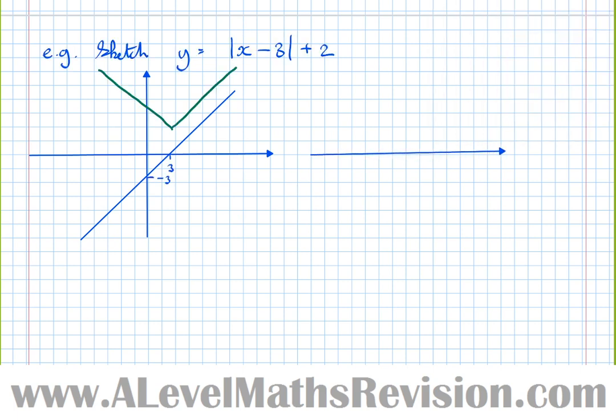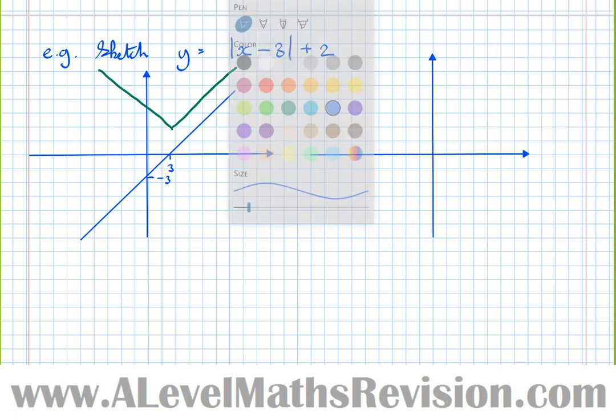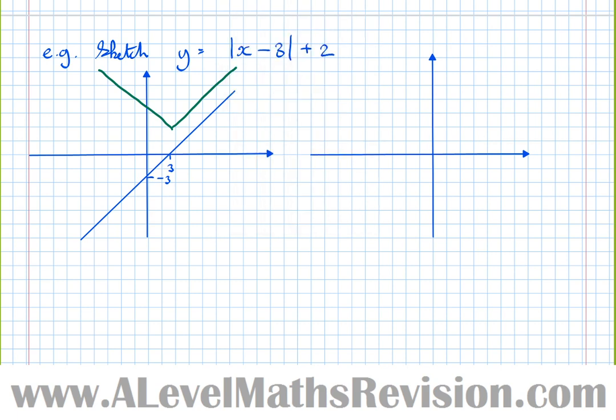So let's draw our neat version now. So we see that it looks like this here. And let's mark on that minimum point. So the minimum point was 3, 0 originally, but we've lifted it 2. We've translated it 2 upwards. So now it's 3, 2.